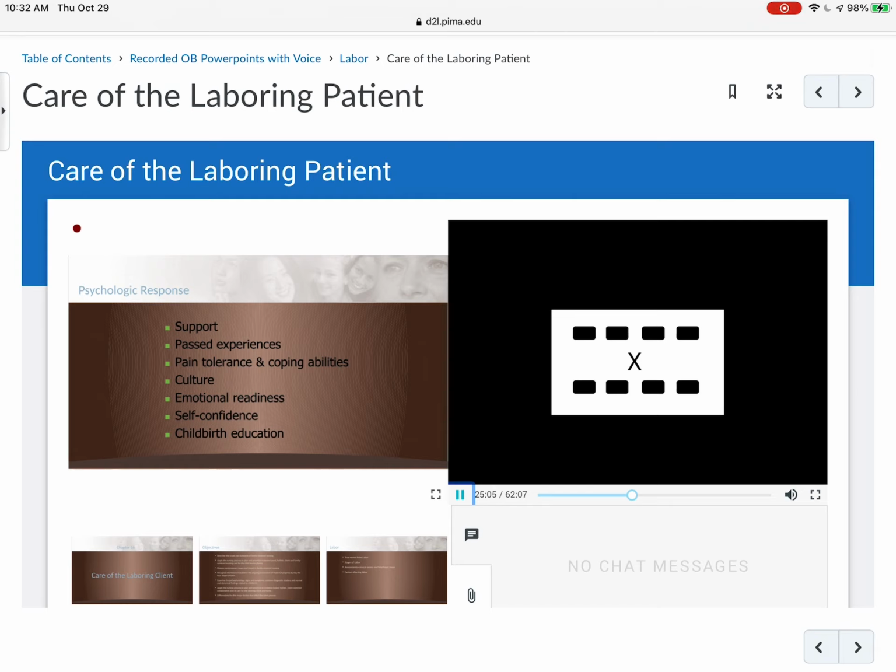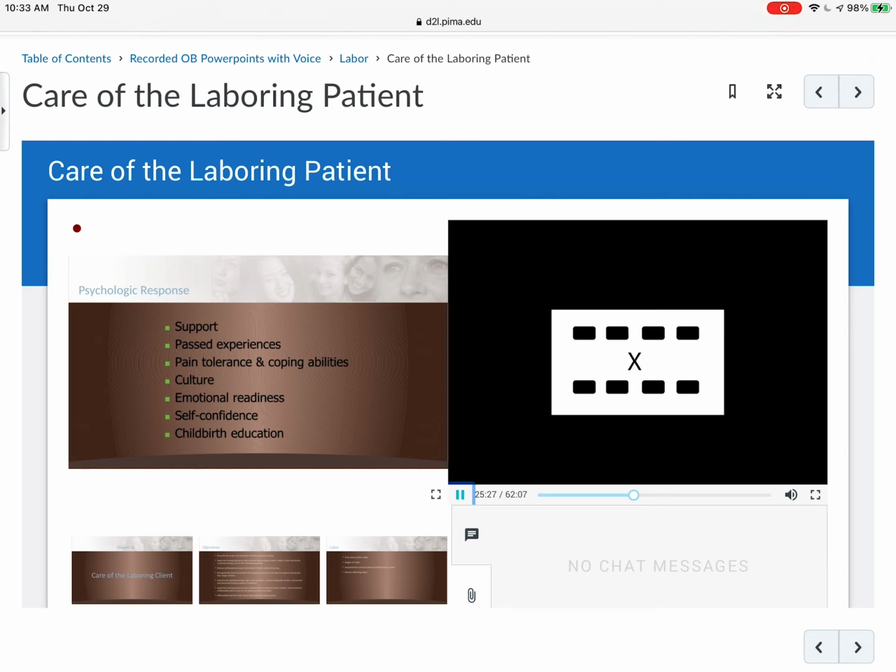We do know that any past experiences, if they're good, would help her experience. But sometimes people have really traumatic experiences. It could even be a rape victim. It could be an abuse situation or just a traumatic delivery. And we have to help her work through those past experiences to help her through the labor.